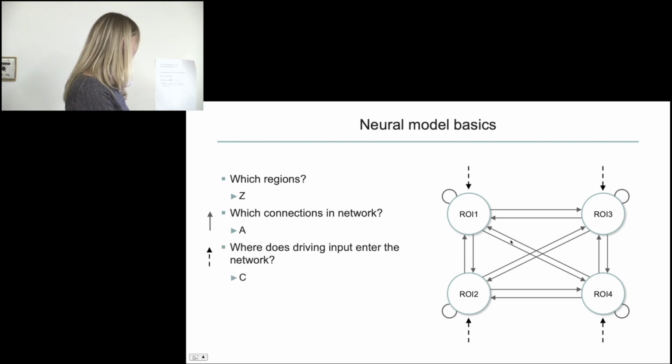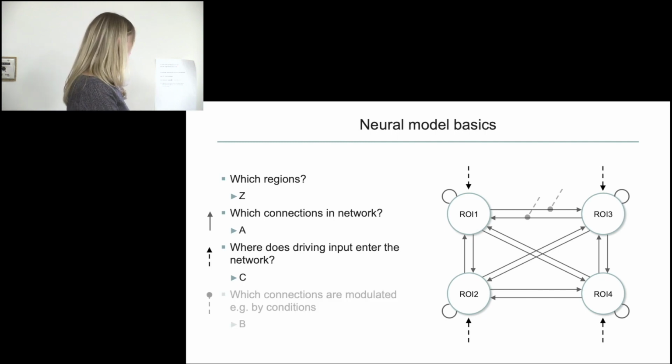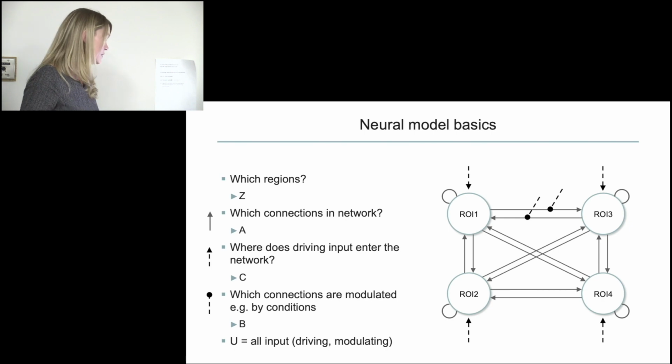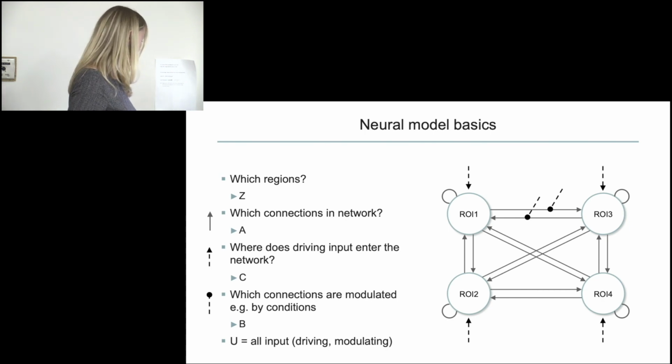Also, we want to specify this external or driving input that elicits changes of brain activity, that is in the C matrix, and the modulators in the B matrix. Now, of course, we specify all our input, which is a so-called U matrix, and regardless of whether it's driving or modulating, you just have to remember later in which order you put it in.